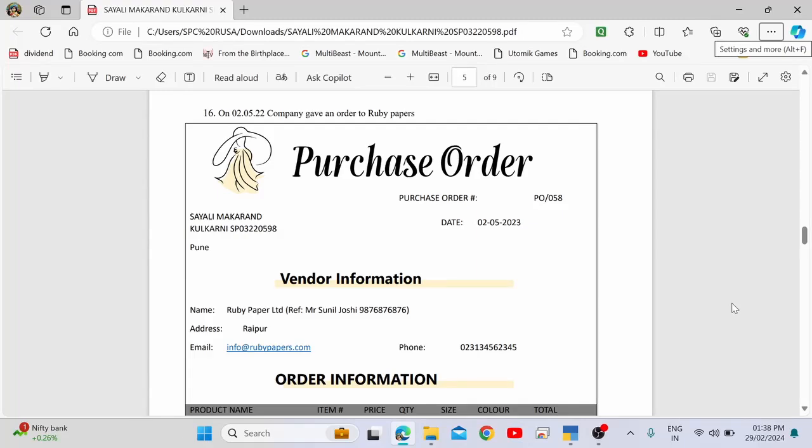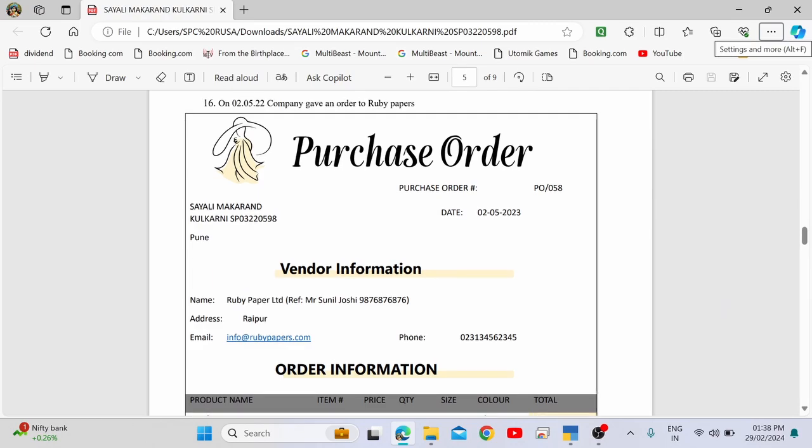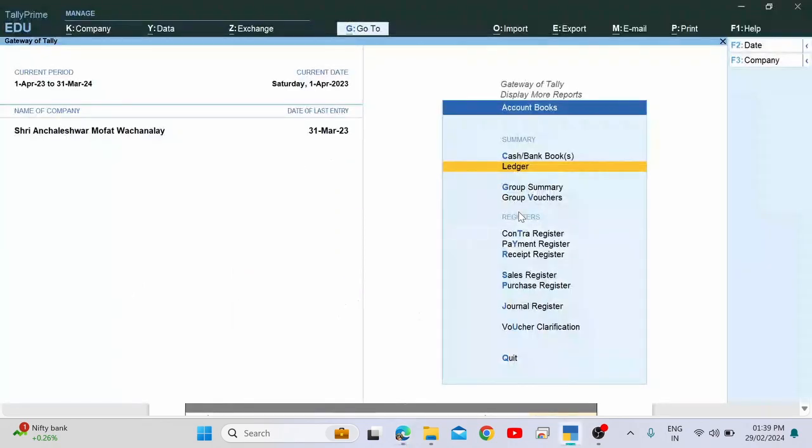With the 16th transaction, correct, we'll start. Before this we already completed 1 to 15th. Now the 16th one. In this, on 2nd May the company gave an order to Ruby Paper. That means you, as a company, have given an order to Ruby Paper. This is your purchase order, and you gave this purchase order on 2nd May 2023. So your first task is to create the base in Tally.